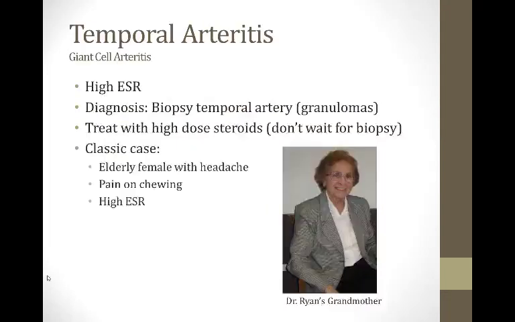A classic lab finding of temporal arteritis is a high SED rate, and many of the symptoms of this condition are nonspecific, like headache, so doctors will often check a SED rate, and if it's normal, they won't worry about temporal arteritis, and if it's elevated, they will pursue the diagnosis.